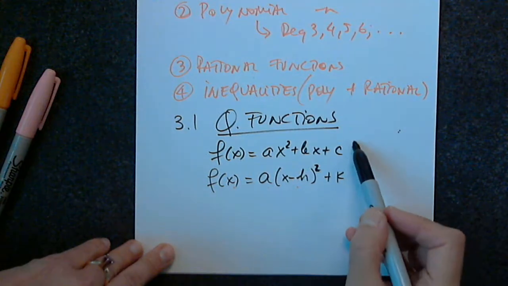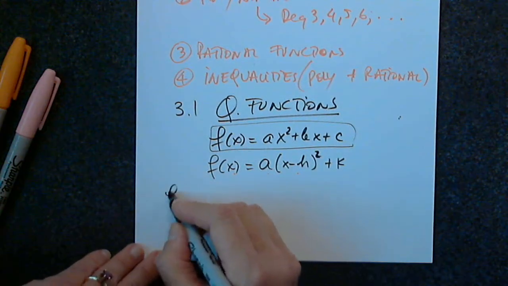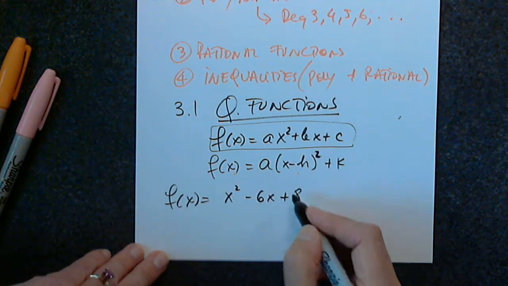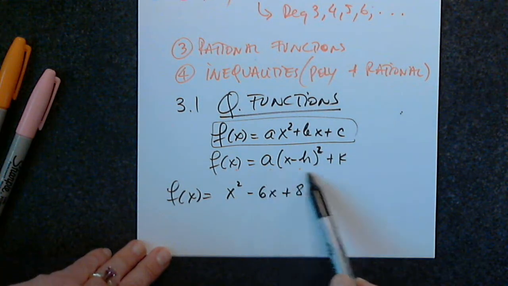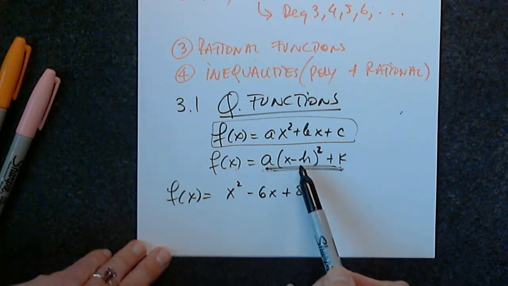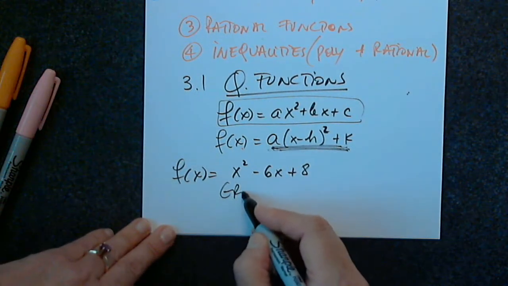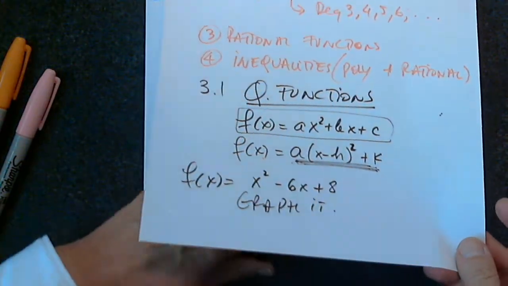Okay, so let's suppose, first of all, we are given this form. Here's an example. f(x) = x² − 6x + 8. Is this in this format? Yes. It does not have the square completed. The square is completed here, but not here. This is just a regular standard form of a quadratic function. We're asked to graph it. And we will have to go through the following steps.